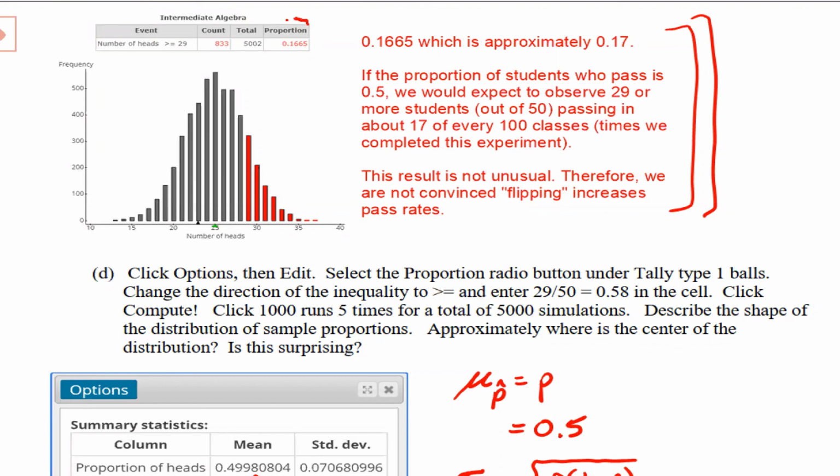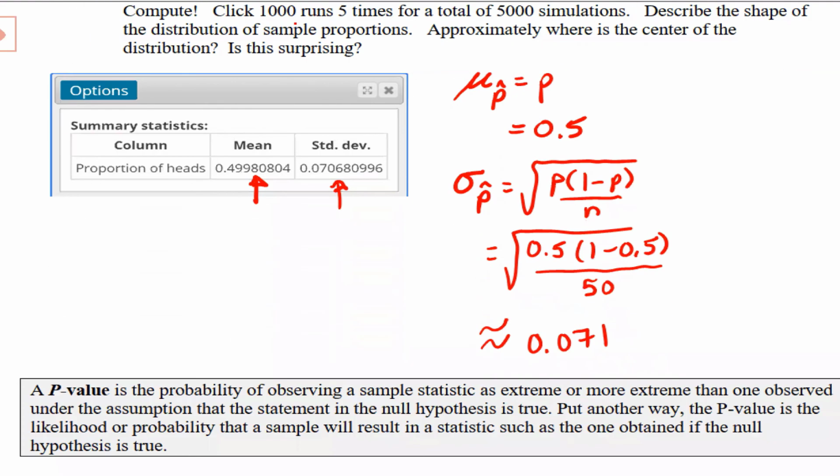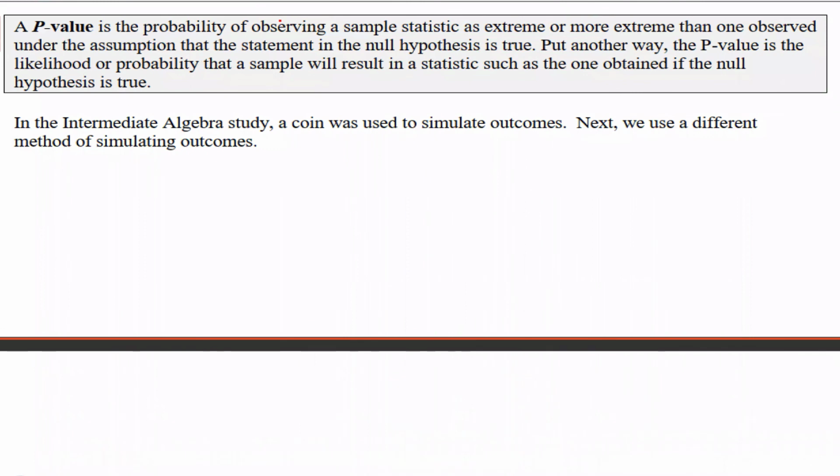This number right here, the 0.17 or 0.1665, is called a p-value. Here's the definition of a p-value. It's the probability of observing a sample statistic as extreme or more extreme than the one observed under the assumption that the statement in the null hypothesis is true. Put another way, the p-value is the likelihood or probability that a sample will result in a statistic such as the one obtained if the null hypothesis is true.